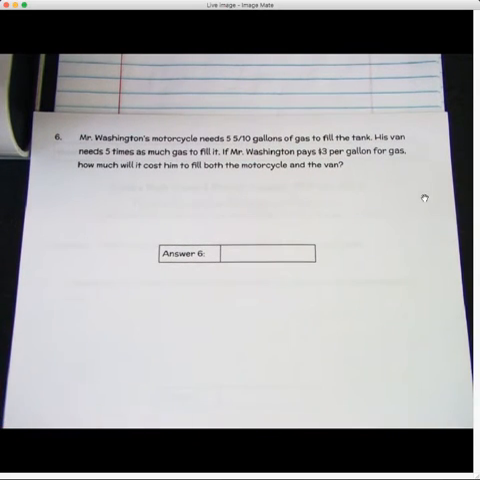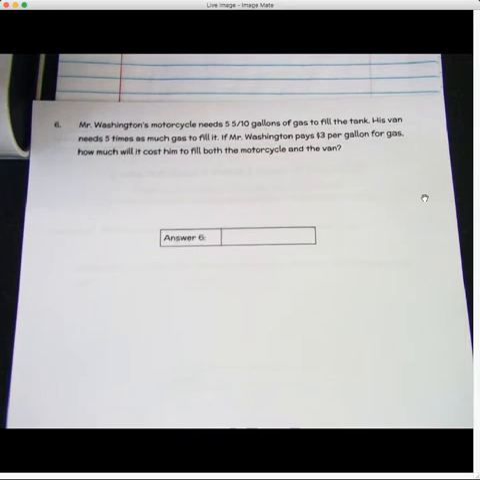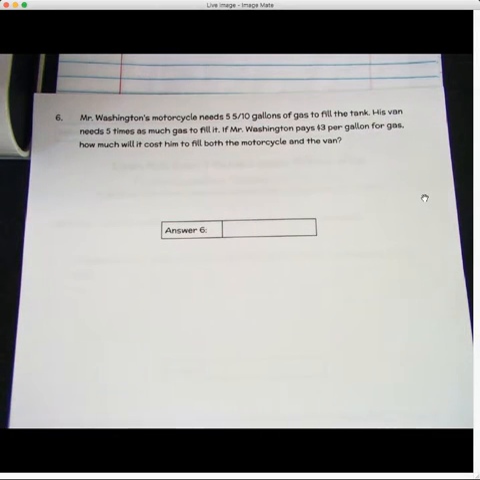All right, this one is a multi-step problem too. A lot of steps to solving it. Mr. Washington's motorcycle needs 5 5/10 gallons of gas to fill the tank. His van needs 5 times as much gas to fill it. If Mr. Washington pays $3 per gallon for gas, how much will it cost him to fill both the motorcycle and the van?